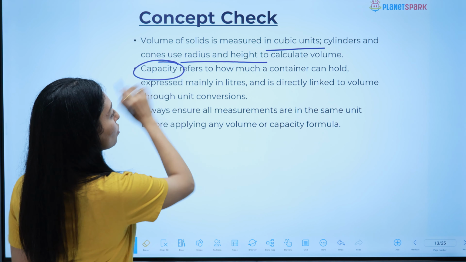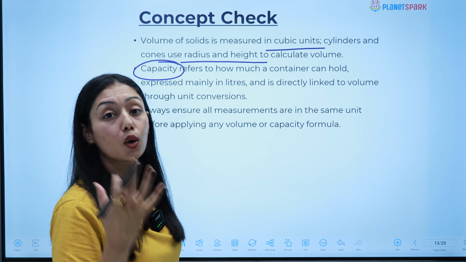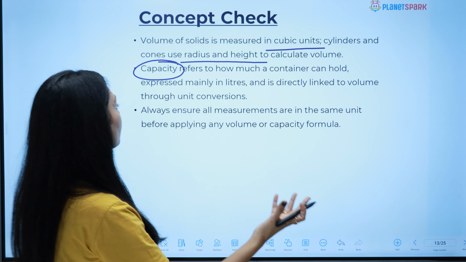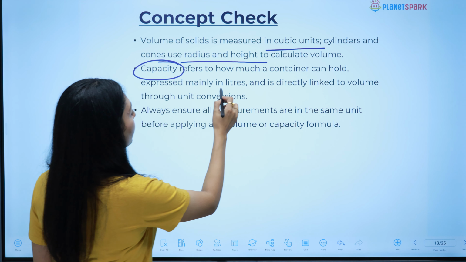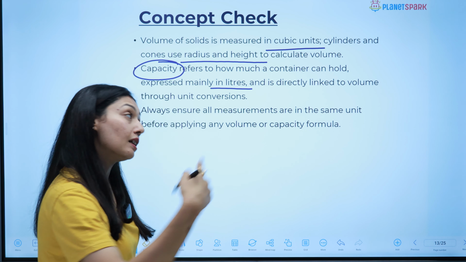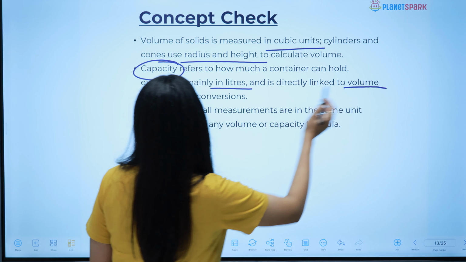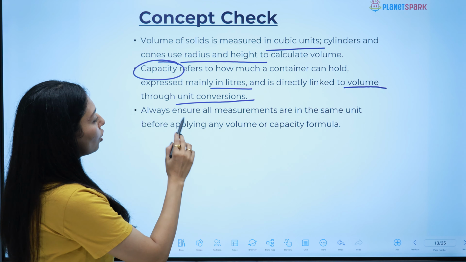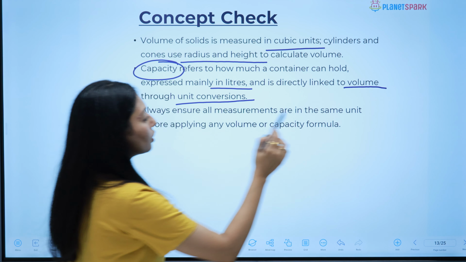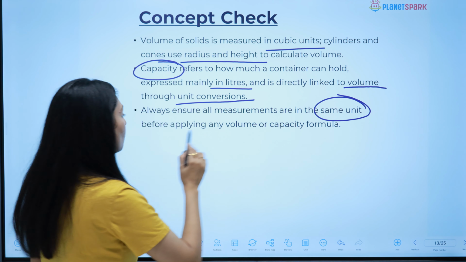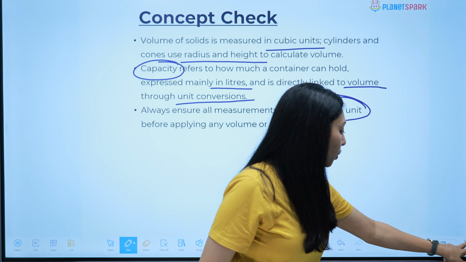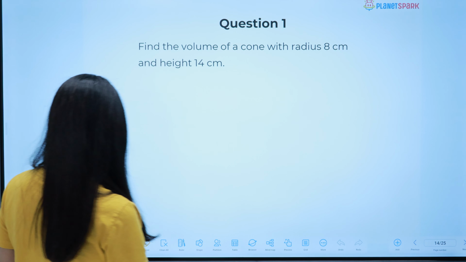Capacity, that refers to how much a container can hold. So capacity, volume, they are basically the same thing, right? So that we express mainly in liters and is directly linked to the volume through unit conversions, right everybody? Always ensure all measurements are in the same unit. Very, very important before applying the formula there, right? So let's get started with the questions everybody. Here we have the first one.